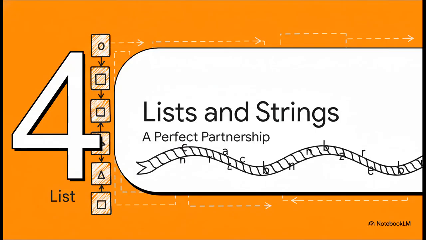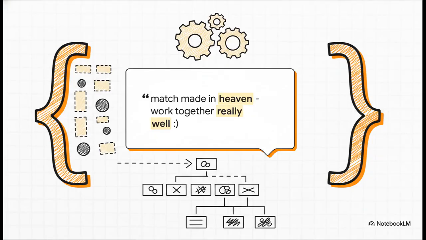Okay, after that little brain bender, let's look at something that's just incredibly practical: the amazing partnership between lists and their close cousins, strings. The source material we're looking at calls this a match made in heaven, and honestly, that's the perfect way to describe it.